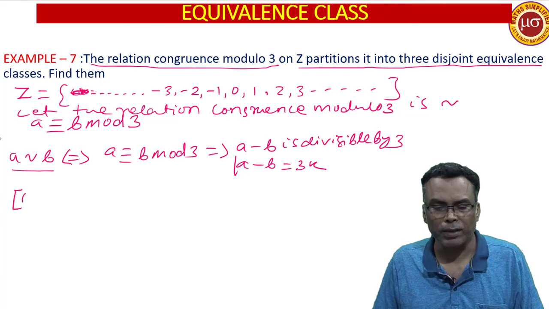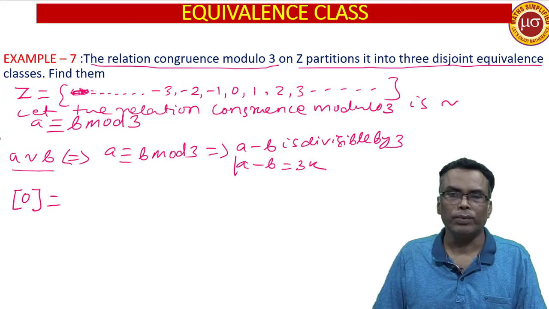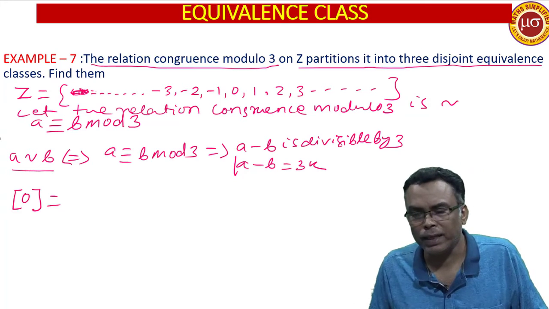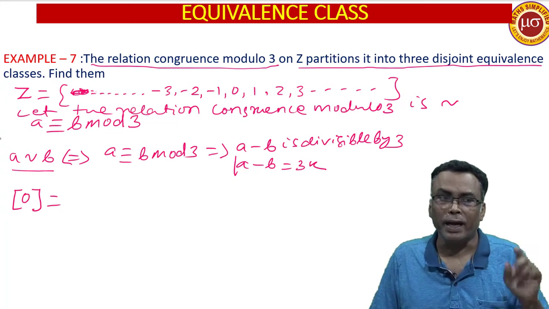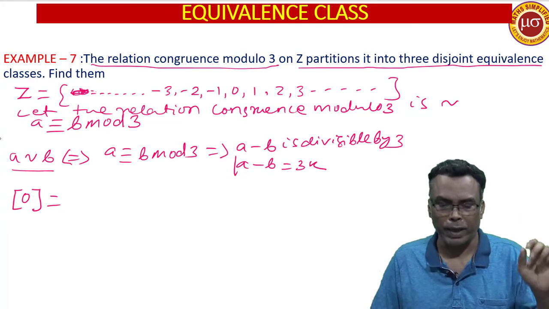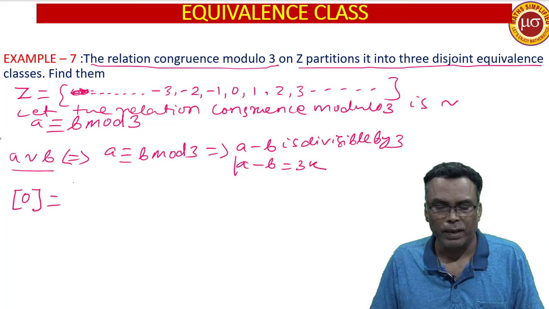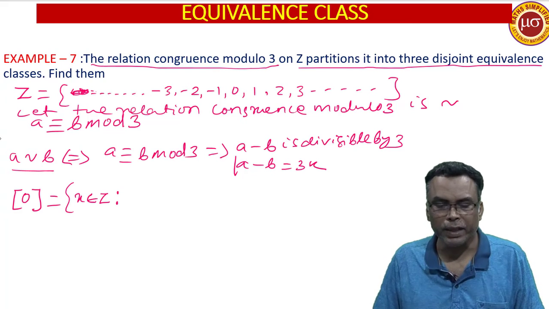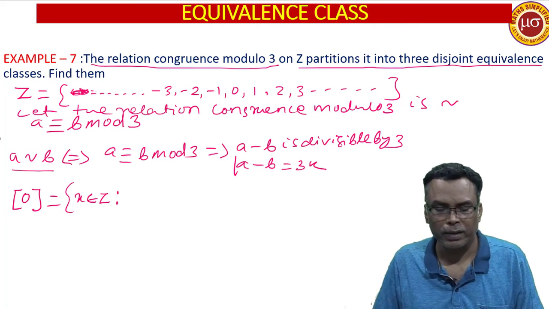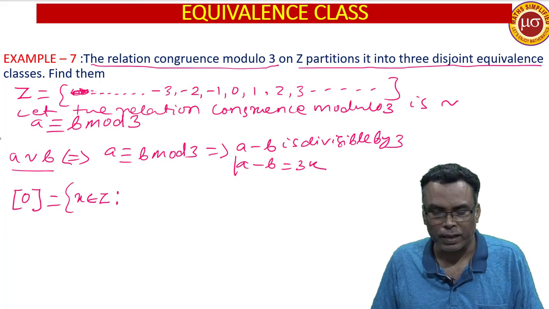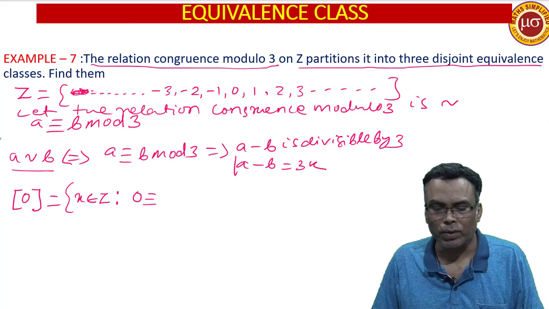What is the equivalence class of 0? We will start from 0. We already discussed that if you find the equivalence class of any number, that number must be present in it. Now let us see. It is the set of all x in Z that are related to 0, such that 0 is congruent to x mod 3.